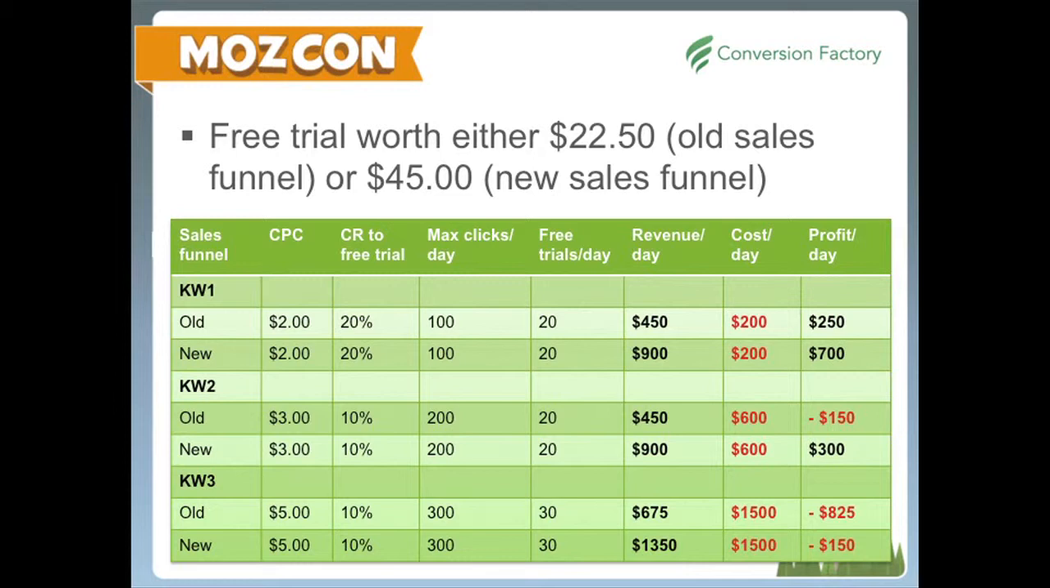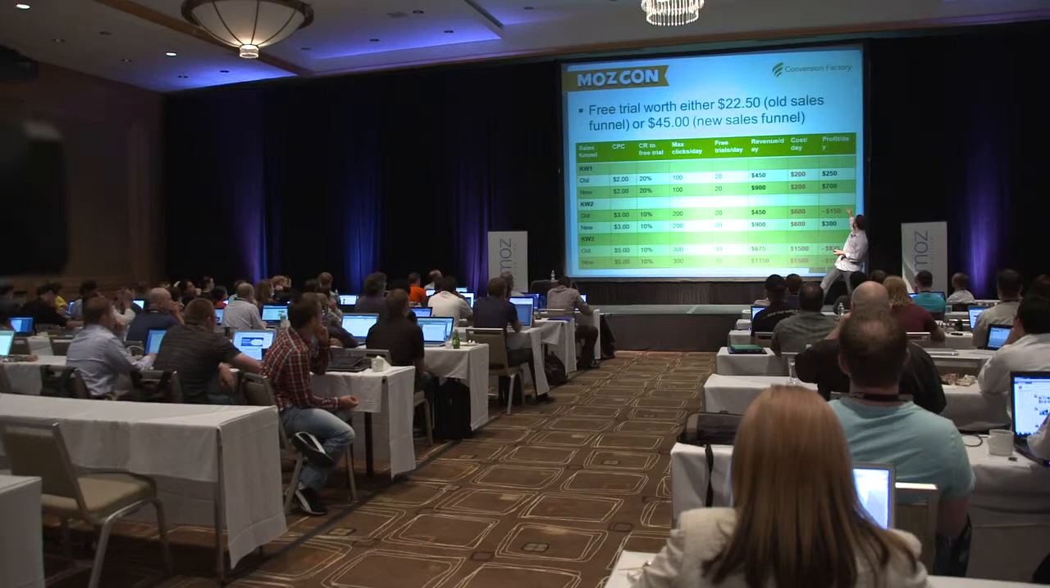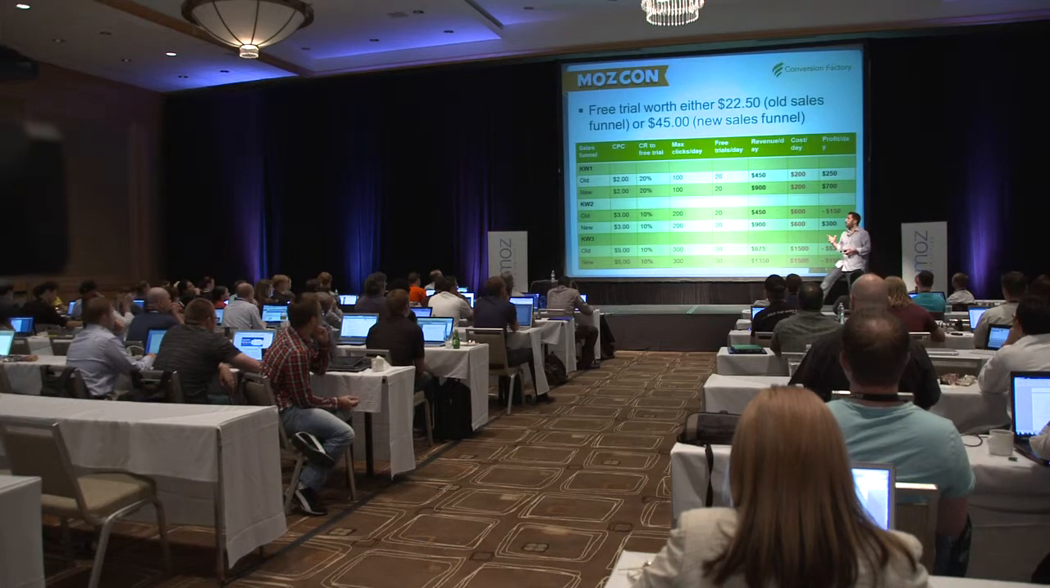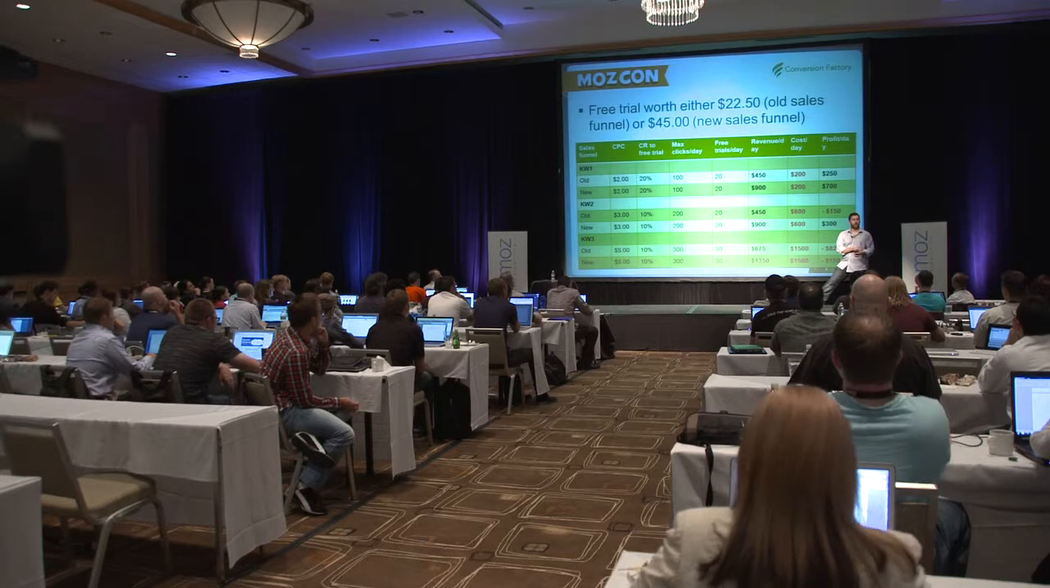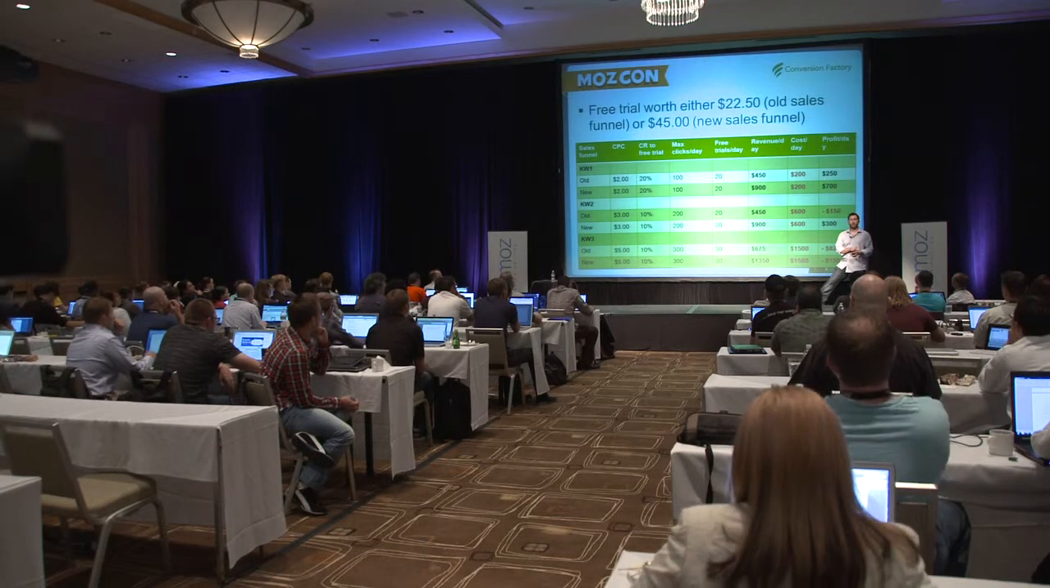These are some of the keywords that we could be targeting with the website. Keyword 1 is the example that we were just looking at. So we've got the old sales funnel at the top and the new sales funnel immediately below that. On the right, you can see there's a $250 profit, and beneath that is a $700 profit. Most importantly, if you double your conversion rate, that unlocks the potential to target other keywords in your sector.